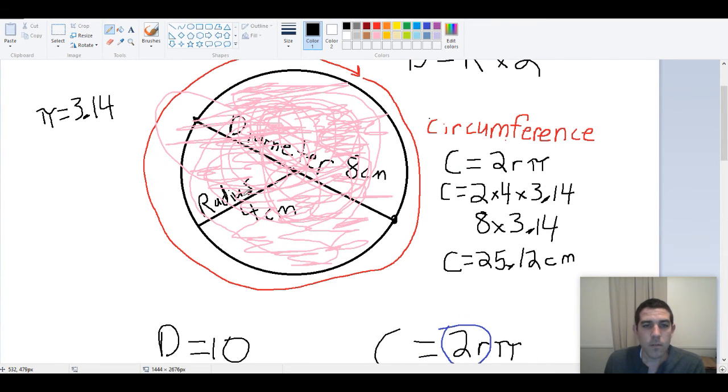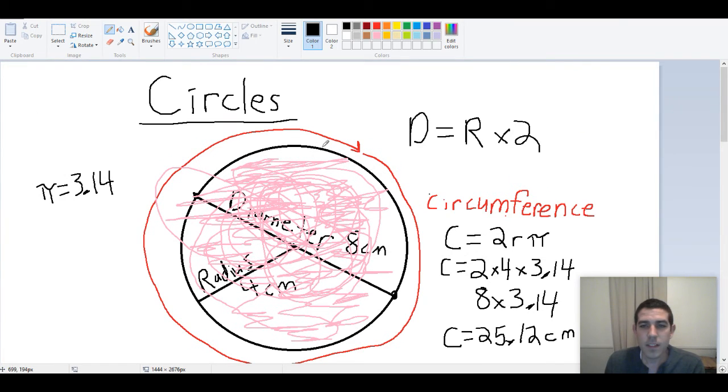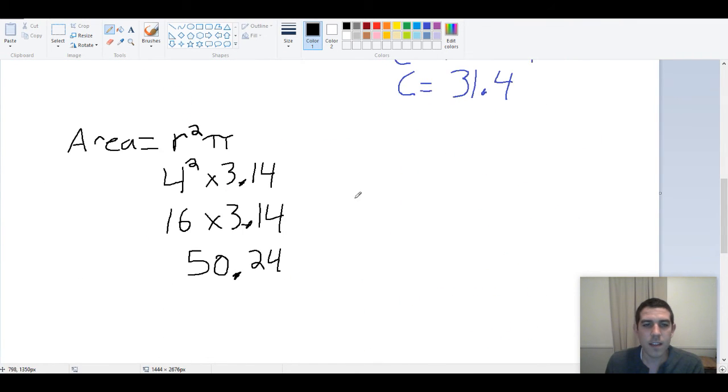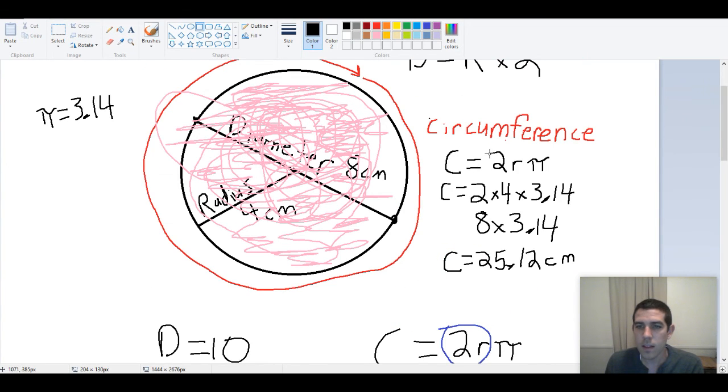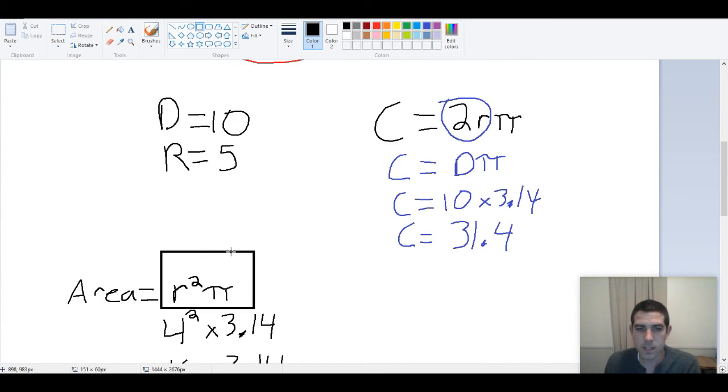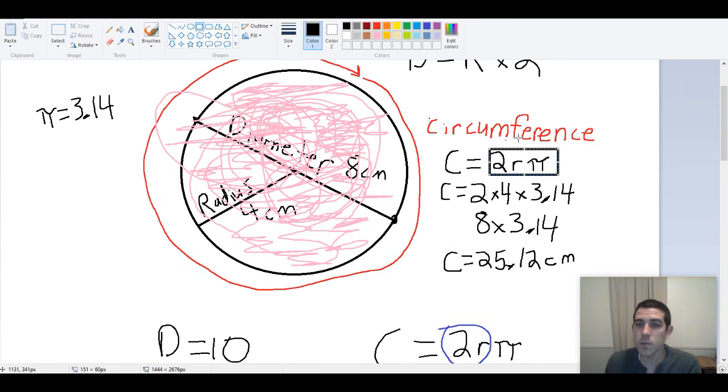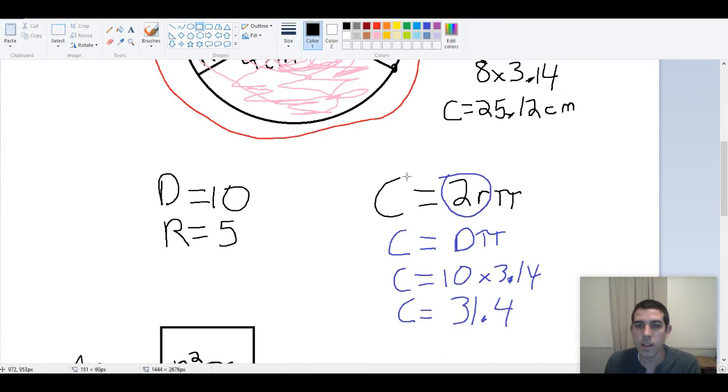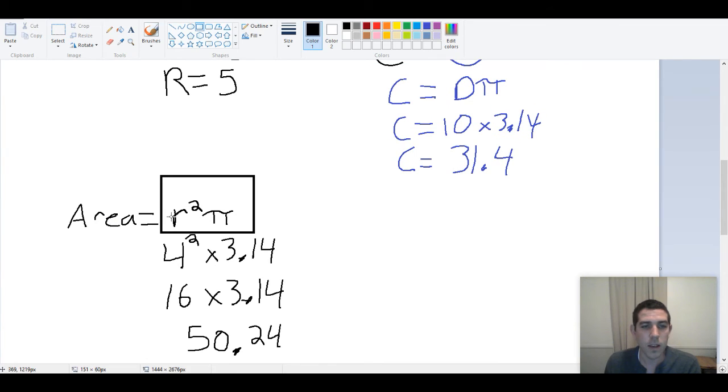So that's it. Radius, diameter, circumference, and area. These equations I will provide to you. You will have them. R squared times pi and 2 times r times pi, but you need to know what information to plug into them. The big difference between circumference and area is that in circumference we're multiplying radius by 2, and in area we're multiplying radius by itself. We're squaring it.